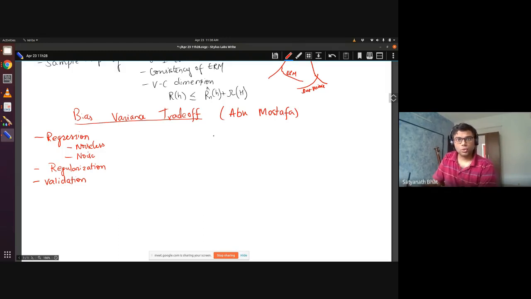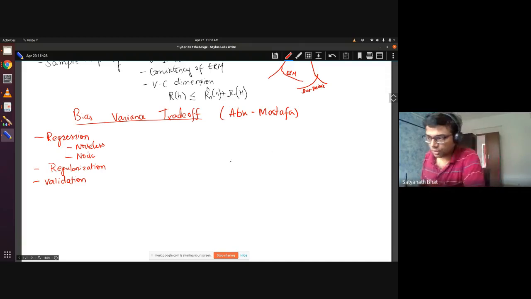The ideas are still the same, but I will give you the equivalent notation of Abu Mustafa and what I have been following so far, and then we will make a one-to-one correspondence. There will be some work that we need to do in terms of the notation, but you will understand what each of these things are anyway.